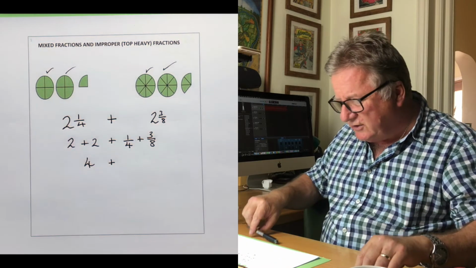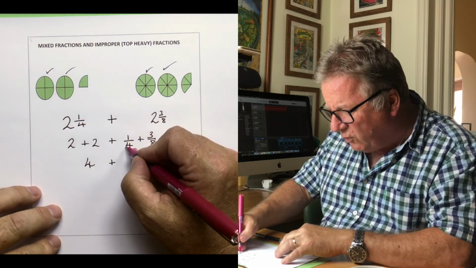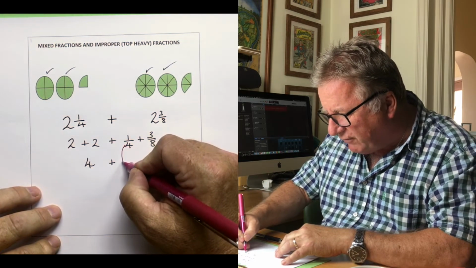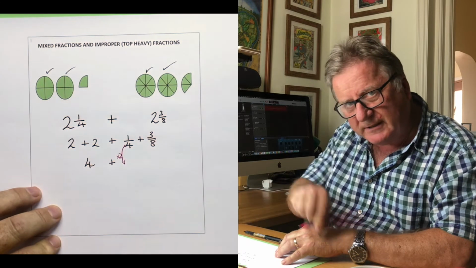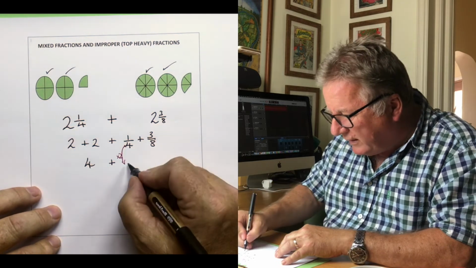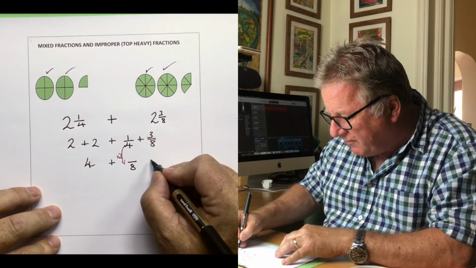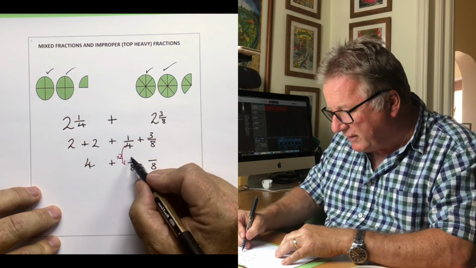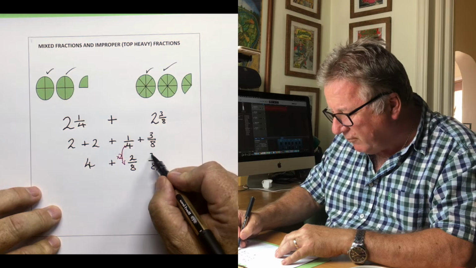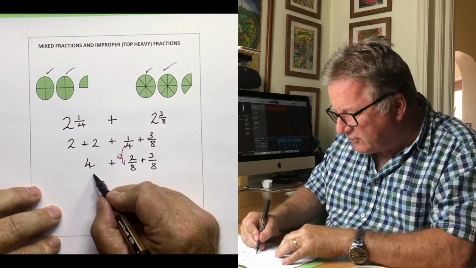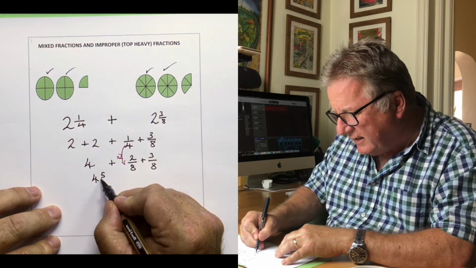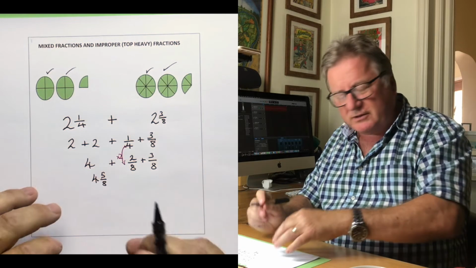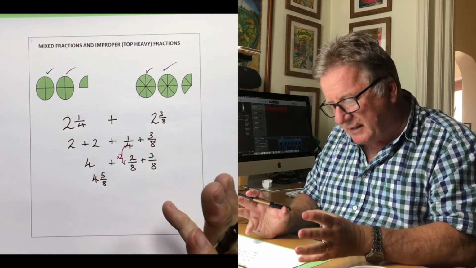The easiest thing to do here, can you see that 4 goes into 8 if I multiply it by 2? Can you see that? So I can quickly make them the same. Multiply the bottom by 2, multiply the top by 2. My answer is 4 5/8, which works fine there, but sometimes it gets a bit messy.